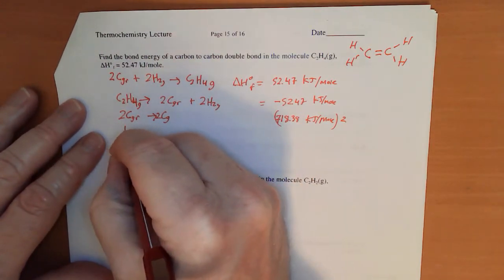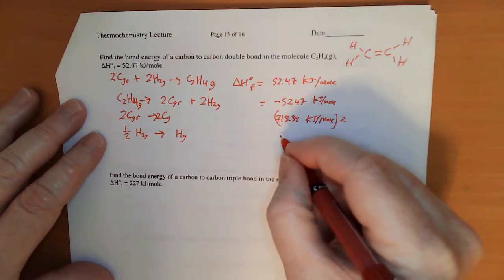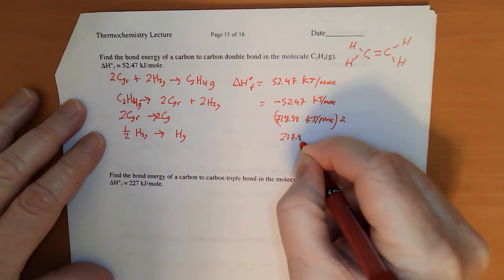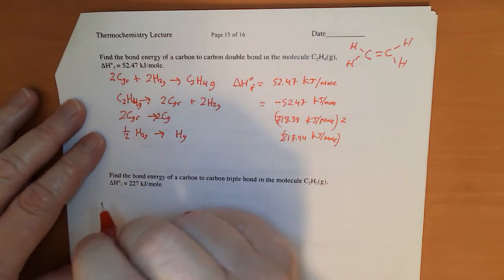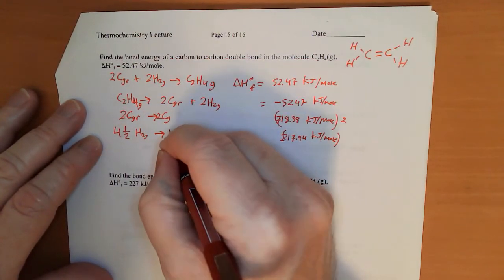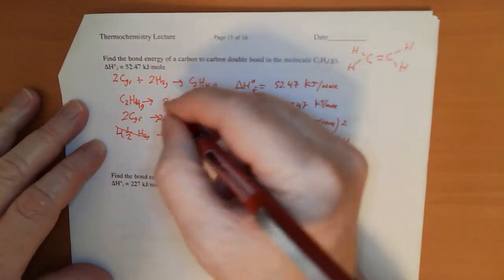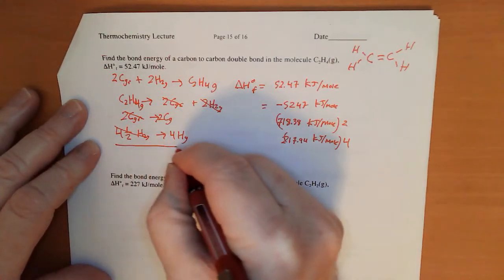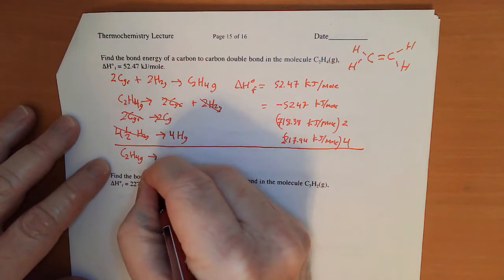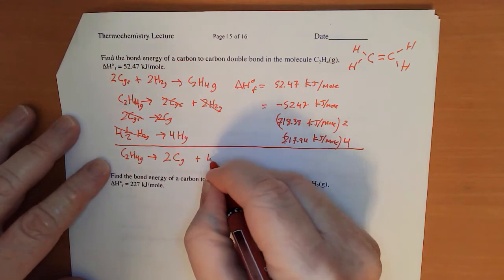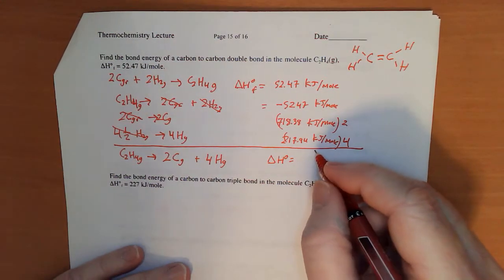Then I've got the 1/2 H2 gas gives me H gas at 217.94 kilojoules per mole. And to make everything balance, I'm going to have to multiply that by 4. I multiply this value by 4. 4 times 1/2 is 2, so the 2 H2s cancel, the 2 carbon graphites cancel, and I am going to be left with C2H4 gas gives me 2 carbon gas and 4 H gas, delta H naught for that reaction. When I added it up, I got 2254.